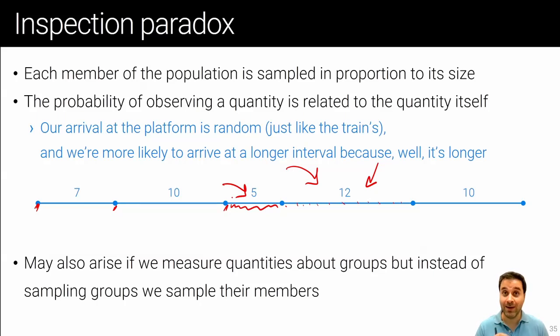We can look at the actual data, the actual times, looking at the station's log, and we see it's 5 minutes. If we ask people, it's going to be 6 minutes because we have this paradox at play. It could also happen that we measure certain quantities about groups, but instead of sampling the groups, we sample their members. Let me show you an example.